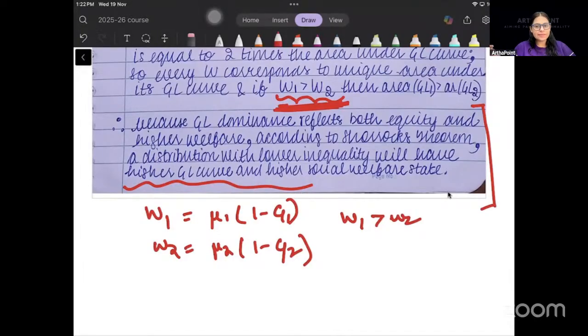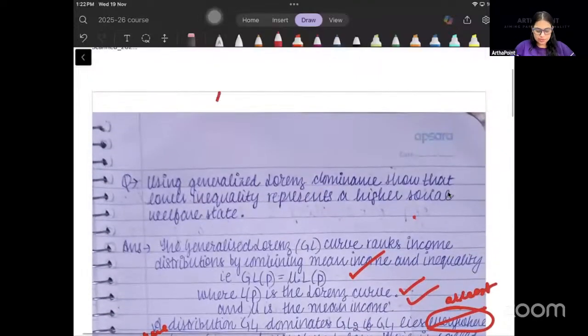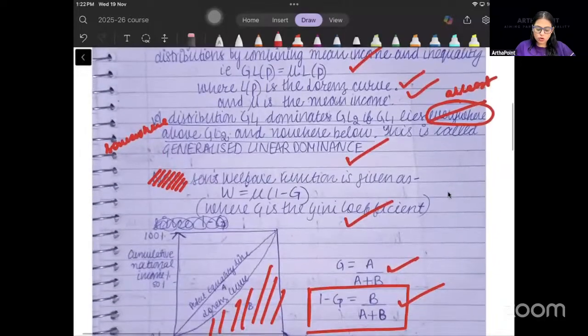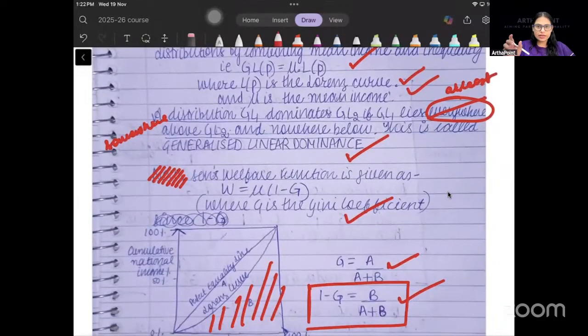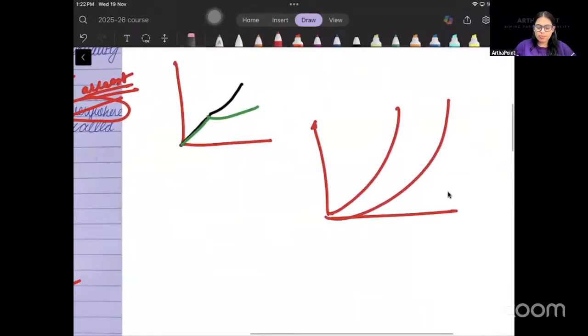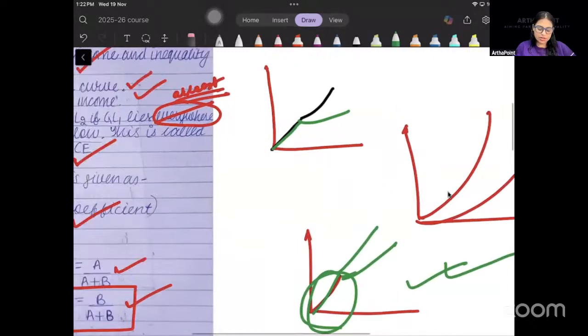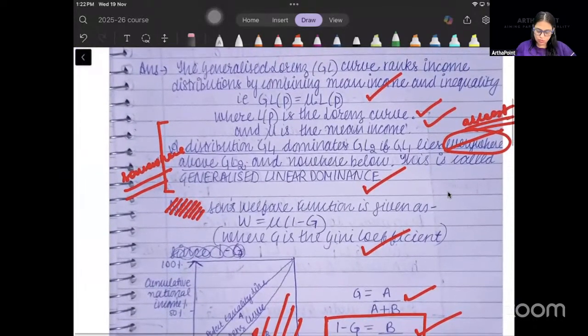Is it making sense? So more or less, this is a good answer, and I will give you 4 out of 5 here. But I just want you to make some changes here and there. First of all, when you write this, the dominance should hold at least somewhere, not everywhere. We don't require that one Lorentz curve has to be above the other Lorentz curve. The two can coincide for some part and then one can be above the other. This is also a dominance. So that's the first thing which I want you to correct.